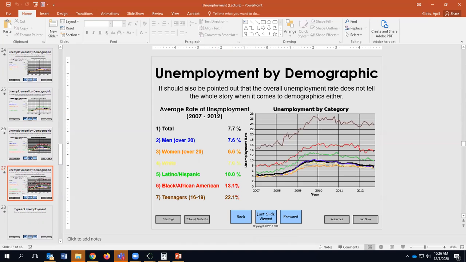So the average rate of unemployment between 2007 and 2012 is 7.7%. The average rate for men over 20 is 7.6. Women over 20 is 6.6. White people, 7.0. Latino and Hispanic, 10%. Black or African American, 13.1%. And teenagers, 22.1%. So this total 7.7% does not show the whole picture of what the unemployment rate is.